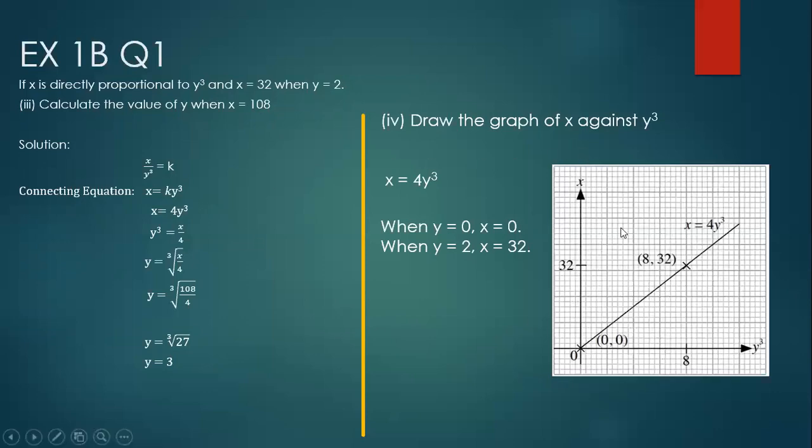So on this, you have your x-axis. Here you have y cube. This is 0. And this is 8. Okay. So when y is 8, x will be 32. All right. So you can take any values that you like and draw the graph accordingly. Fine. Okay, let's move further.